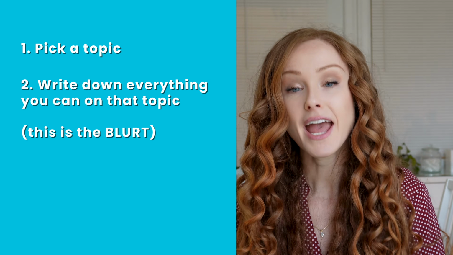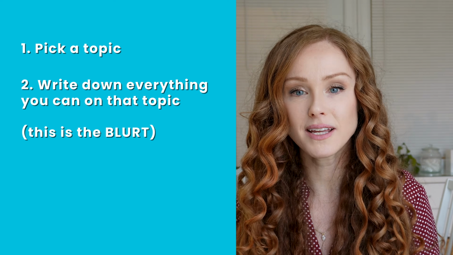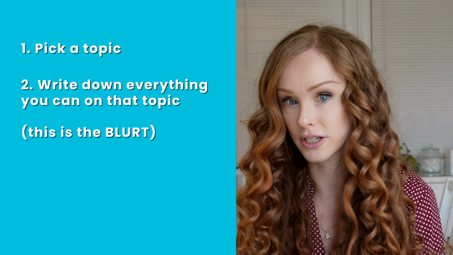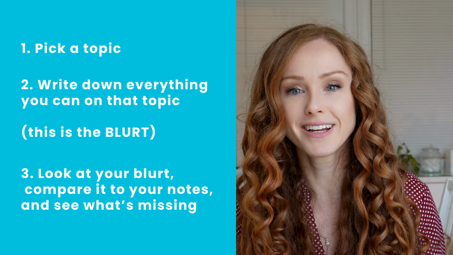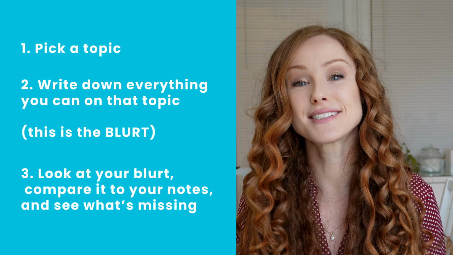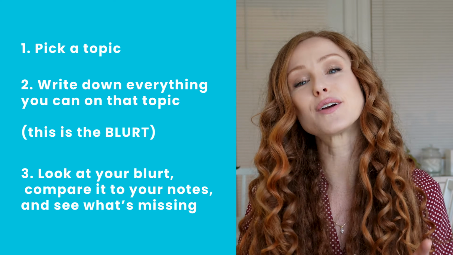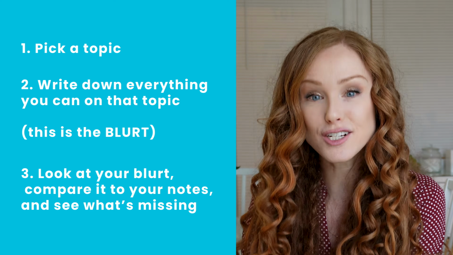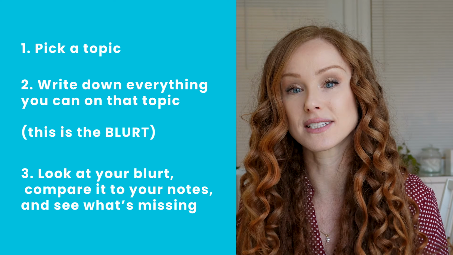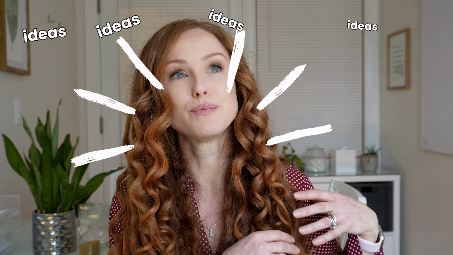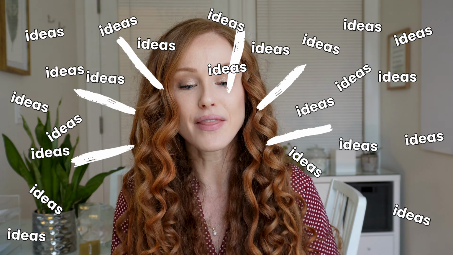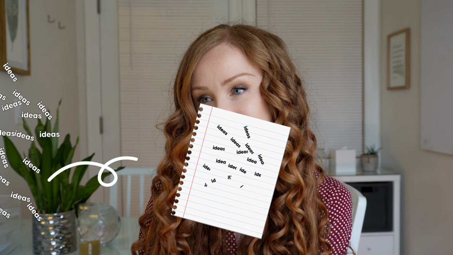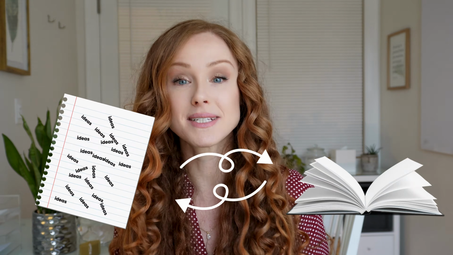So here is the blurting method in a nutshell. You pick a topic and you write down everything you possibly can think of on that topic. That's the blurt. And then when you're done, you look at your blurt. It's gonna be so weird. I'm gonna say that word so many times throughout this video, but you look at your blurt and you compare your blurt to your actual notes in the actual textbook and you see what's missing. Now to sum that up, you blurt everything out of your head about a topic, and then you look at your paper, and then you look at your notes in your textbook, and you compare the two and you say, what am I missing? Or what did I get wrong? And then you go study that.